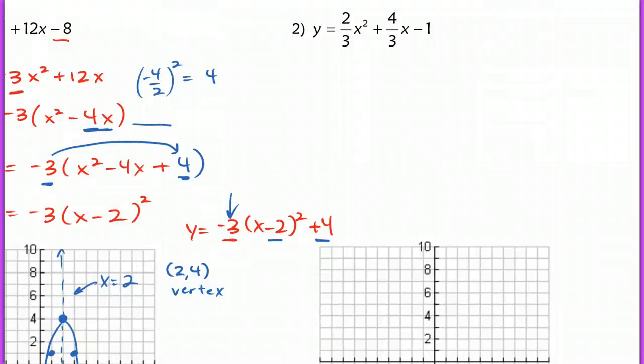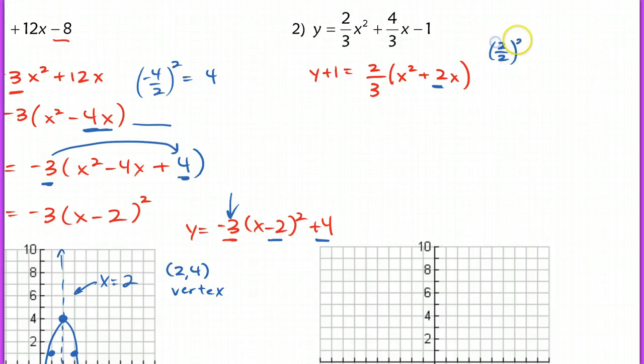Alright, I'm first going to add 1 to the other side, and I will factor out the 2/3. So I have x squared plus 2x inside my parentheses. And now I'm going to complete the square by taking this number 2 and cutting it in half and squaring it. So I cut that in half and square it, I just get 1. So now on both sides I'll leave a blank. I'm going to rewrite this as x squared plus 2x, complete the square, and write a plus 1 in there. Okay, so I just added that new term.